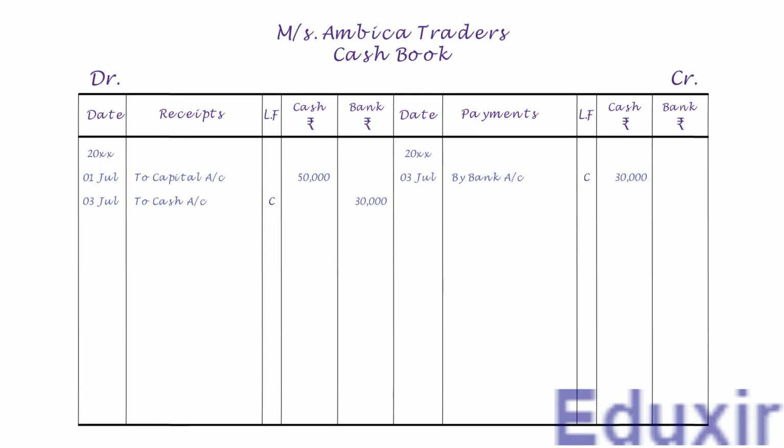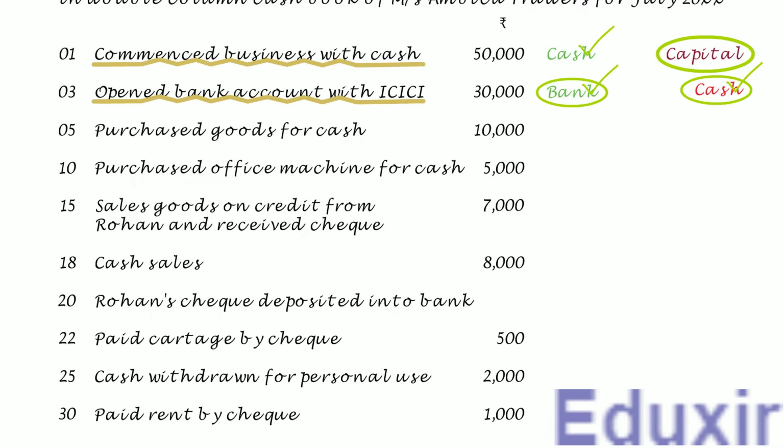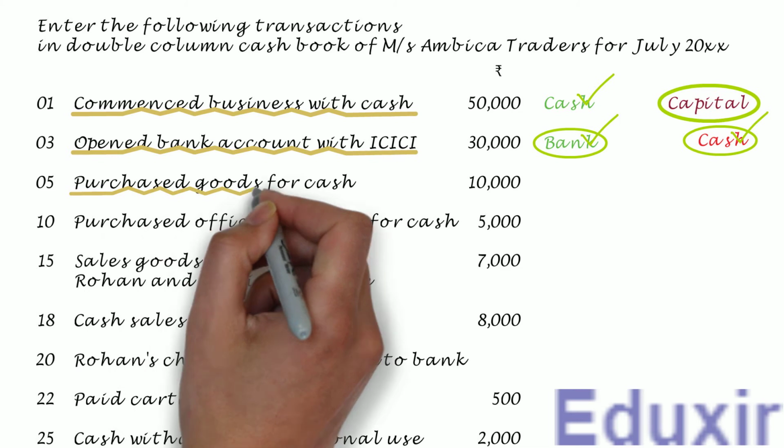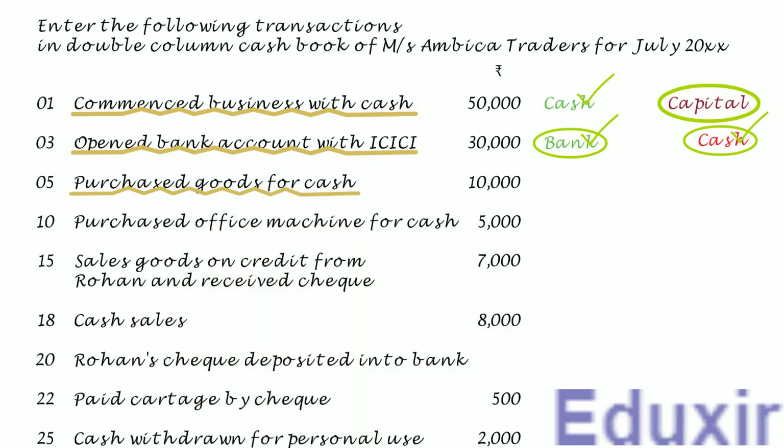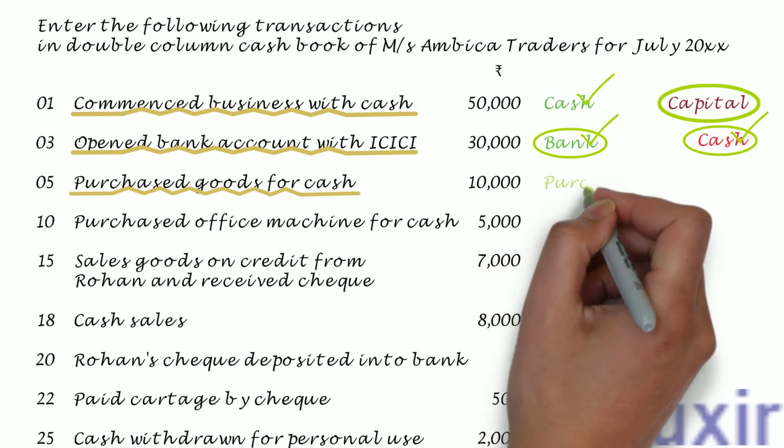Let's now take up the next transaction. In this transaction, the business has purchased goods worth 10,000 rupees for cash. As you know, the purchases are revenue expenses. In other words, the business is incurring an expense named purchases in this transaction. The rule to record any expense incurred is to debit the corresponding expenses account. In this case, the purchases account should be debited.